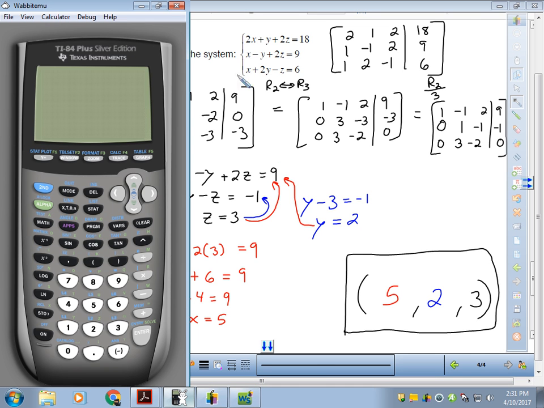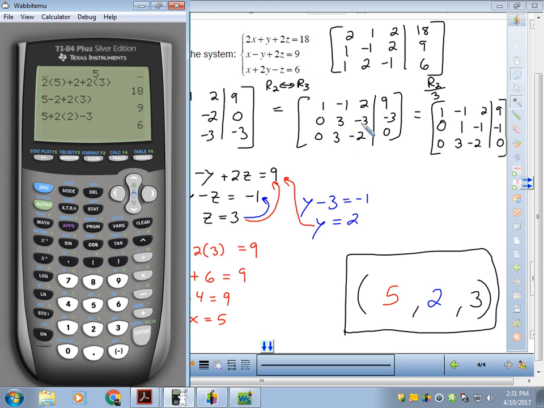And again, we can check it in the equation. 2 times 5 plus 2 plus 2 times 3, 18, which is what it's supposed to be. Second equation, 5 minus 2 plus 2 times 3 is 9. That's what it's supposed to be. Last equation, 5 plus 2 times 2 minus 3, 6, and that's what it's supposed to be.